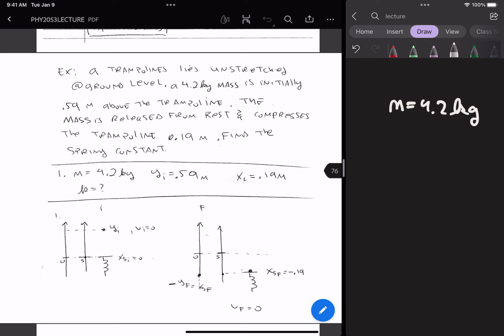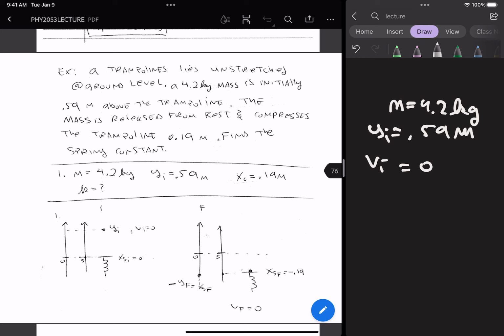It is initially at 0.59 meters above the trampoline. So the initial height is 0.59 meters. And the mass is released from rest, so its initial velocity is going to be 0.